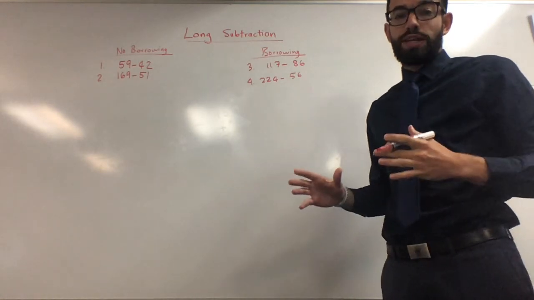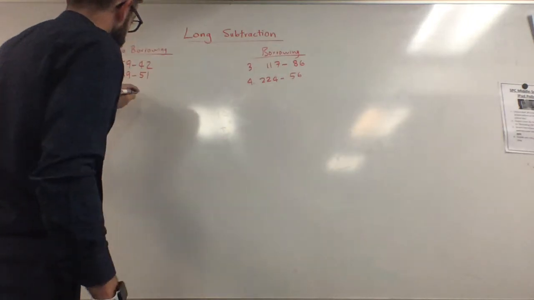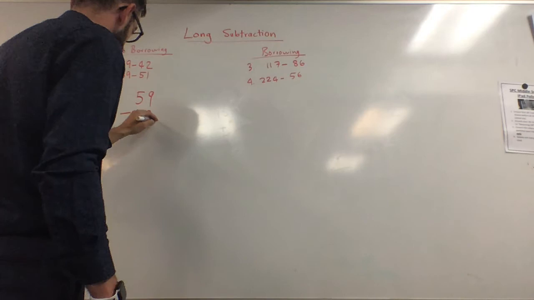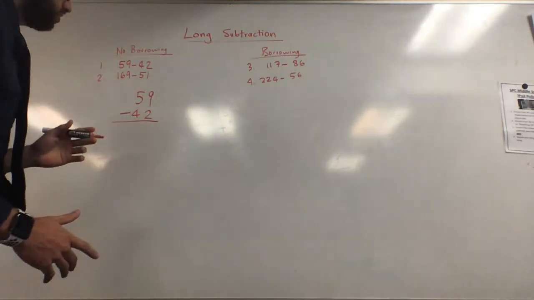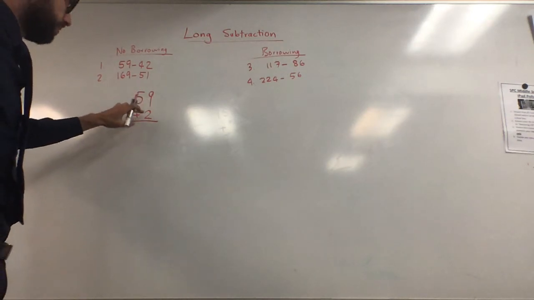So first of all, let's write our first problem into an algorithm. Our first problem is 59 take away 42. So there we go, we have an algorithm making sure we've lined up our place value columns. Now long subtraction is just really simple. You take the bottom number away from the top number.